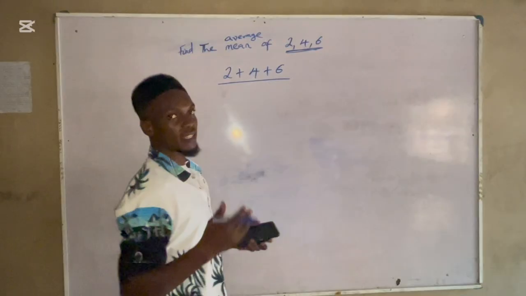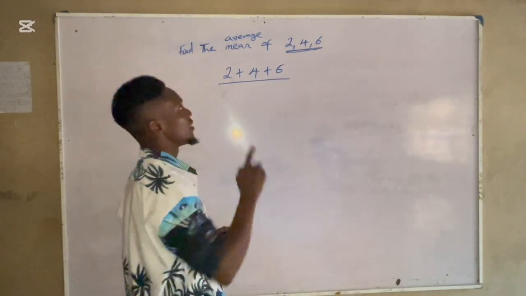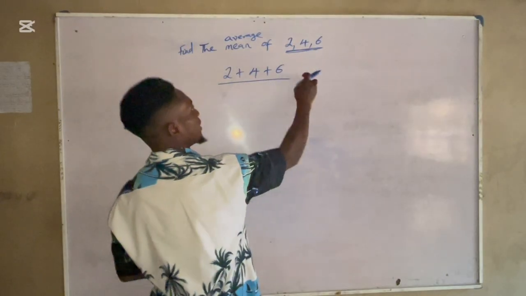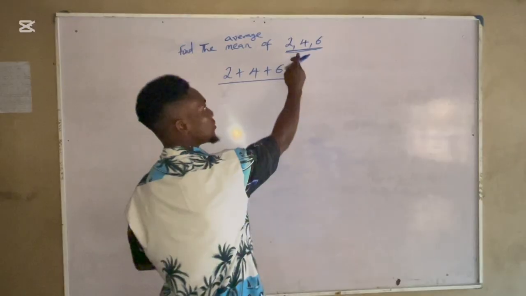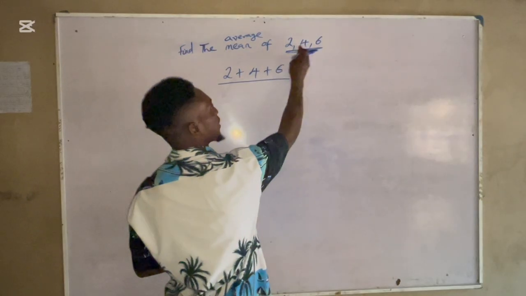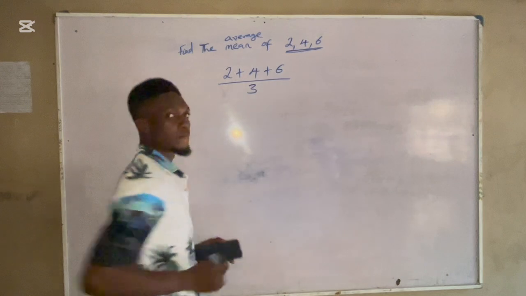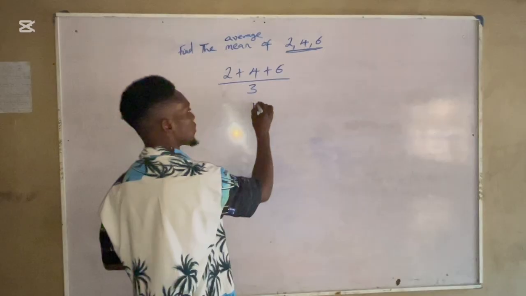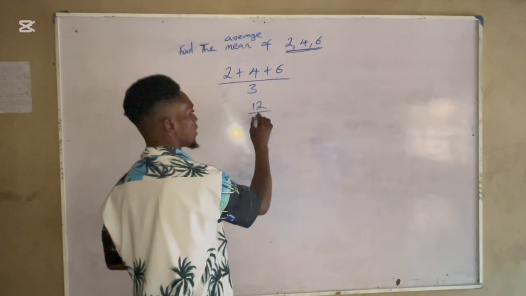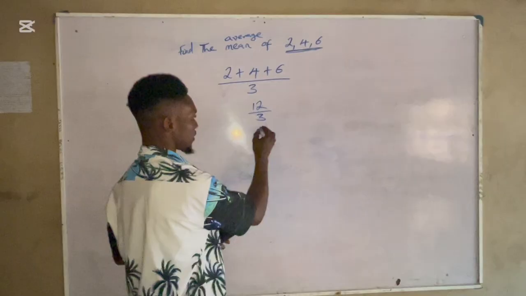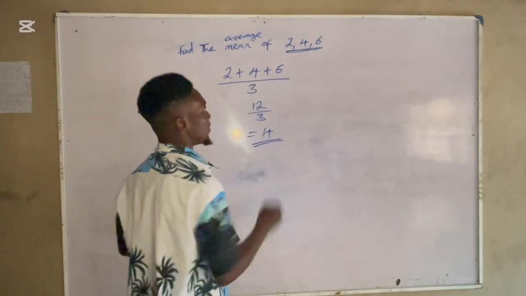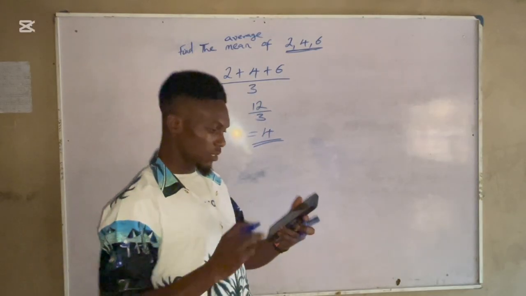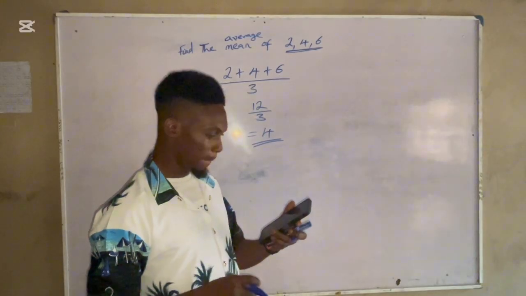Just assume that this is a test taken by one student. And these are the scores, 2, 4, and 6. Add up the scores together and divide by how many subjects the student wrote. How many subjects are here now? 1, 2, 3. So we divide by 3. And we can now add 2 plus 4 is 6. 6 plus 6, 12. We have 12 over 3. And 12 divided by 3 will give us 4. That means the mean of these numbers, 2, 4, 6, is equal to 4, which is option A.